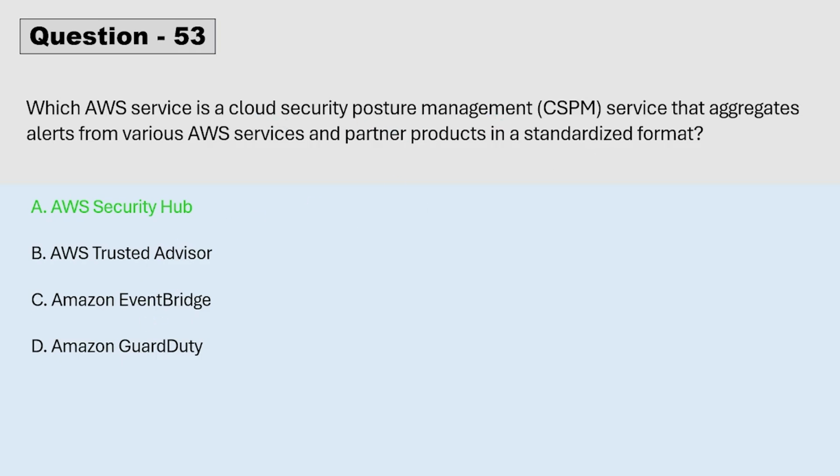Now, what about EventBridge? It is an event bus service that enables event driven architecture. This is like, if this particular event happens, then this should be the action. Something like that, right? Now, Amazon GuardDuty. This is a threat detection service that continuously monitors for malicious activity and unauthorized behavior in an AWS account. It generates findings related to security threats, but it is not a CSPM service for aggregating alerts in a standardized format. That is the requirement of the question here. It will not aggregate just like Security Hub. So Security Hub is the correct answer here.